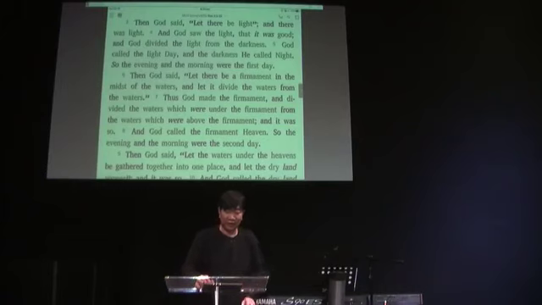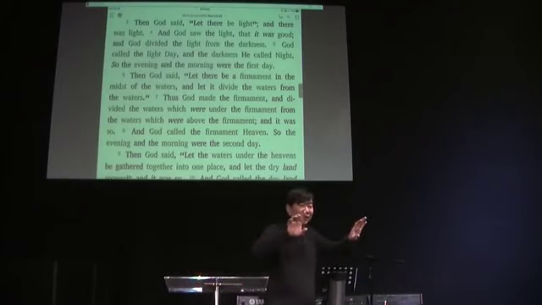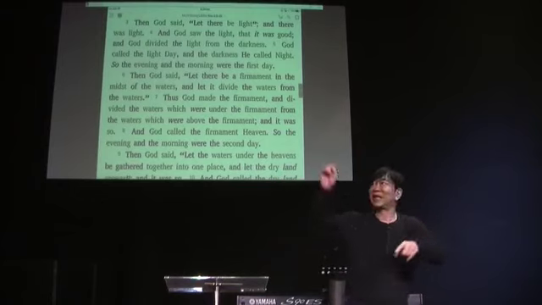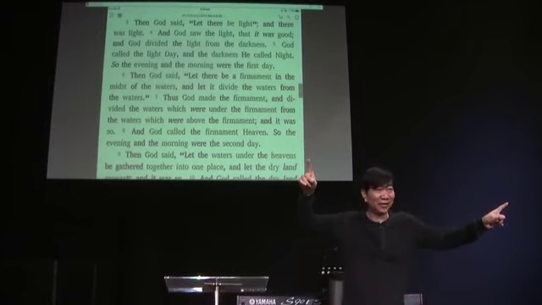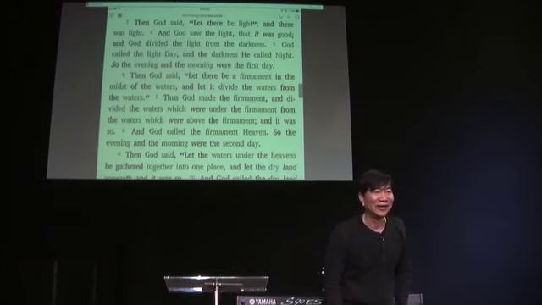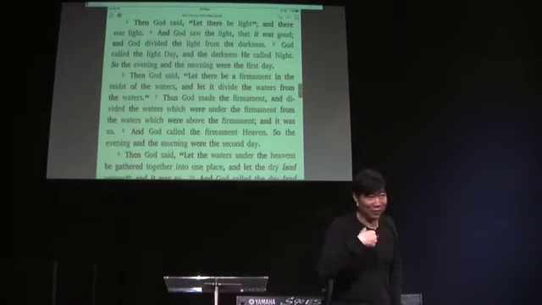Now, in verse 4, the light and the darkness was not the normal light and darkness. It is not sunlight and evening. Because the sun hasn't started shining yet. The sun only shone later. So there was no normal 24-hour solar day that we know.